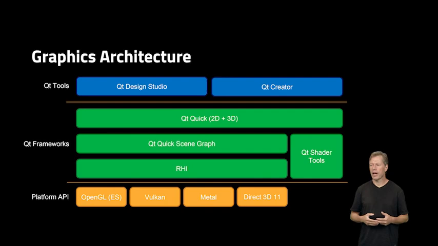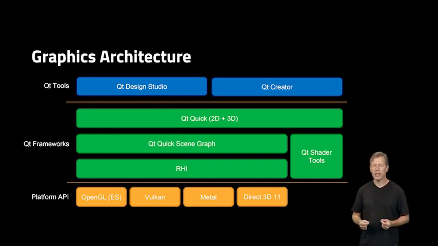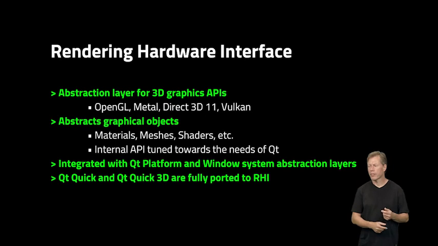We have then with Qt 6 now a unified scene graph for Qt Quick on top of the rendering hardware interface, and Qt Quick 2D and 3D works on top of that. To the side, there's a new module called Qt Shader Tools that I'll talk about in a second as well. And finally, on the top, you have the tooling, Qt Creator, Qt Design Studio, where you can implement all of those things in a cross-platform way.